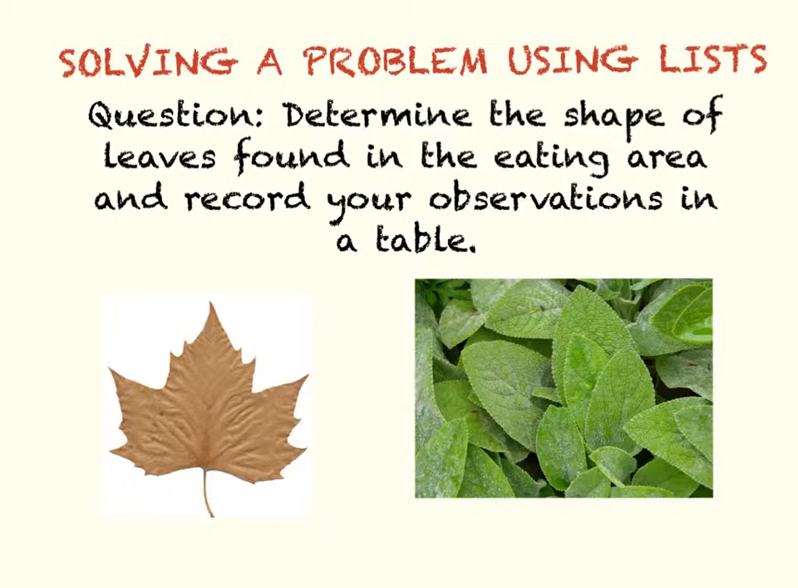So these observations might be the colour, the shape, what they look like, what's the closest 2D or 3D shape they actually look like. They're all things that we can look at to show how we have an understanding of the shape of leaves found in the eating area. Let's go have a bit of a walk around our eating area.